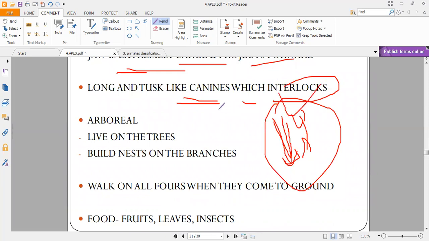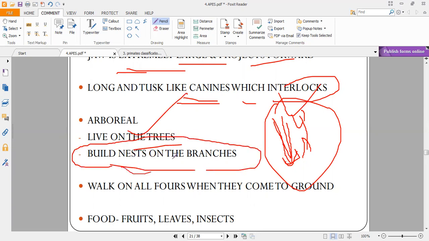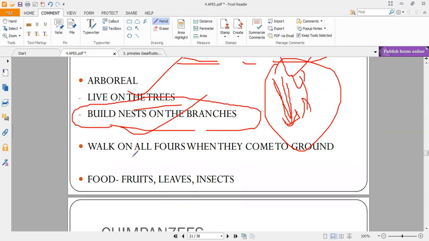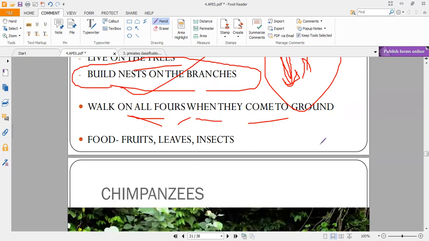And if you talk about their lifestyle, it is arboreal. Of course, they like to live in the trees and the forest areas. They live in the trees and they build their own nests on the branches, and they like to sleep on the branches only. They use all four limbs, that is both feet and hands. They walk on all fours when they come to the ground. Again, about their food habit, mostly they consume fruits and leaves. Along with that they also consume insects, so you can say they are omnivores.